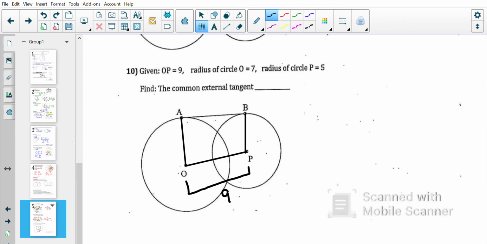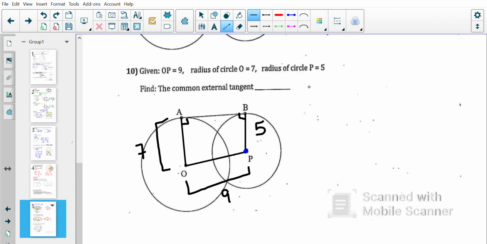And remember, when a radius touches a tangent, we get right angles. We know circle P has a radius of 5, circle O has a radius of 7. Next step is from the center of the smaller circle. So we're going to go from circle P, because that's the smaller circle. I'm going to draw a line parallel to the common tangent. So here we go. What are we going to end up with? We're going to end up with a rectangle and a right triangle.